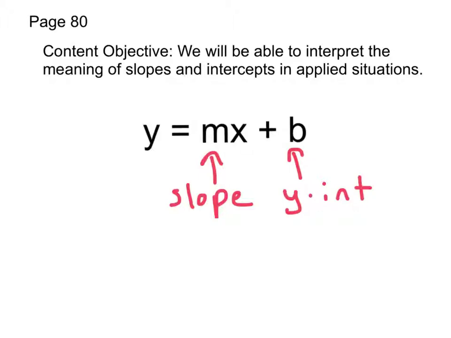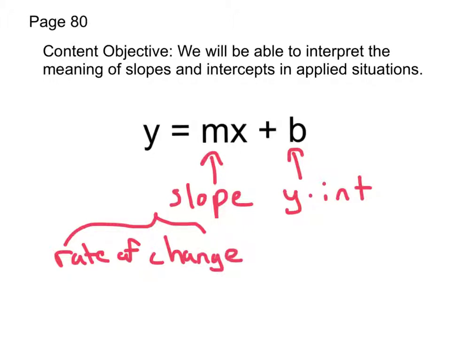Our slopes always have to do with a rate of change of some sort. If you see something that says rate of change, or you see something like miles per hour, or minutes per year, or something like that, if you see some sort of "per," or you see a rate of change, that's probably going to be represented by your slope.